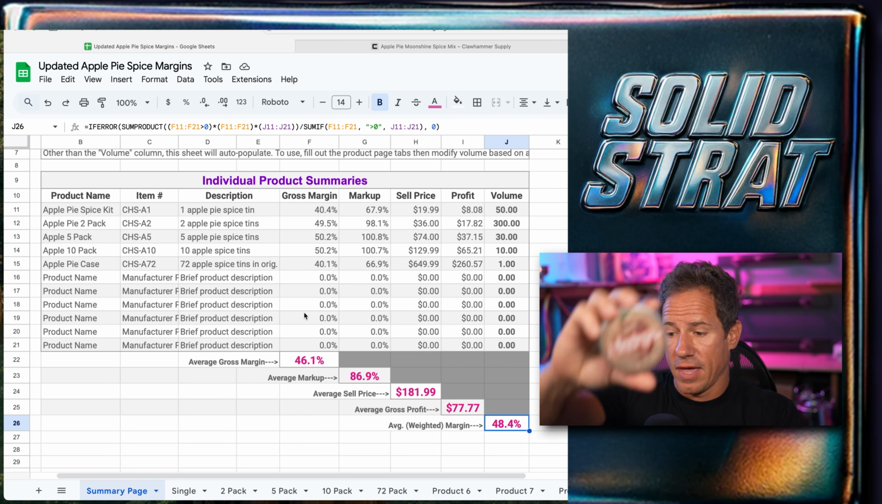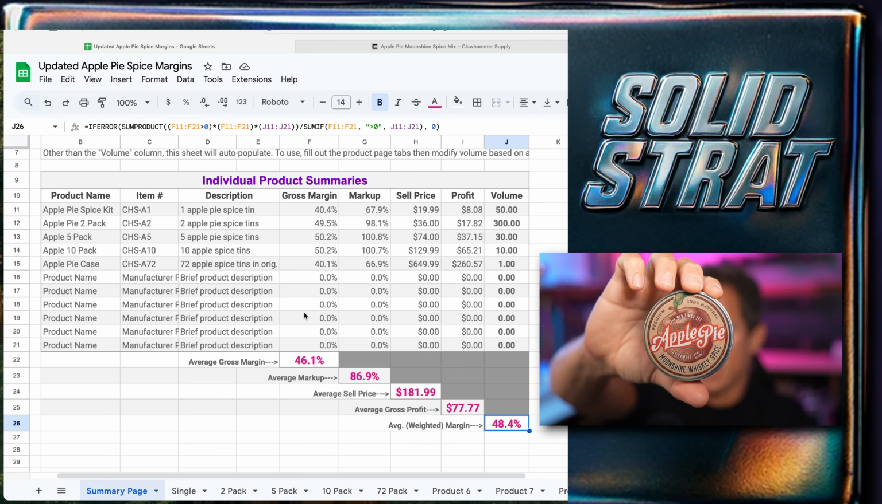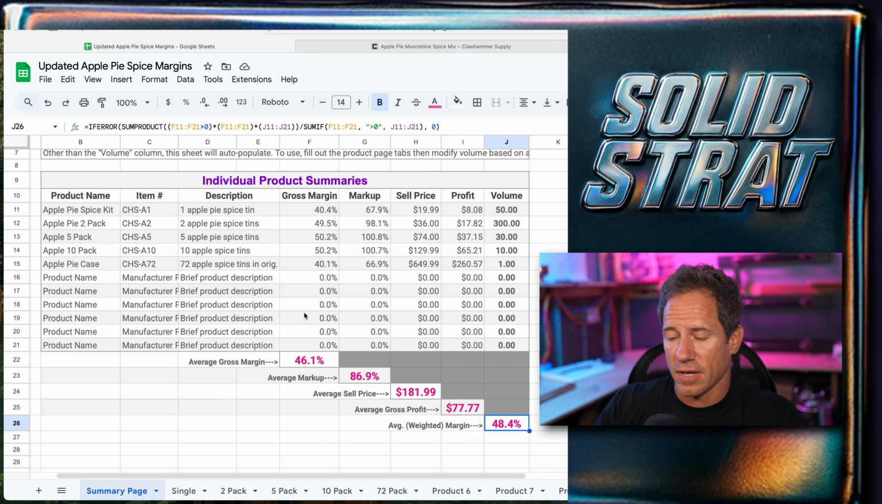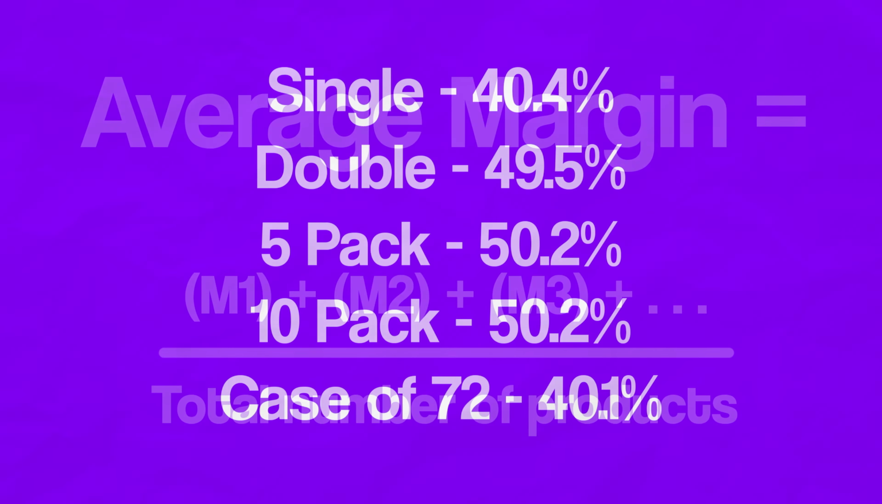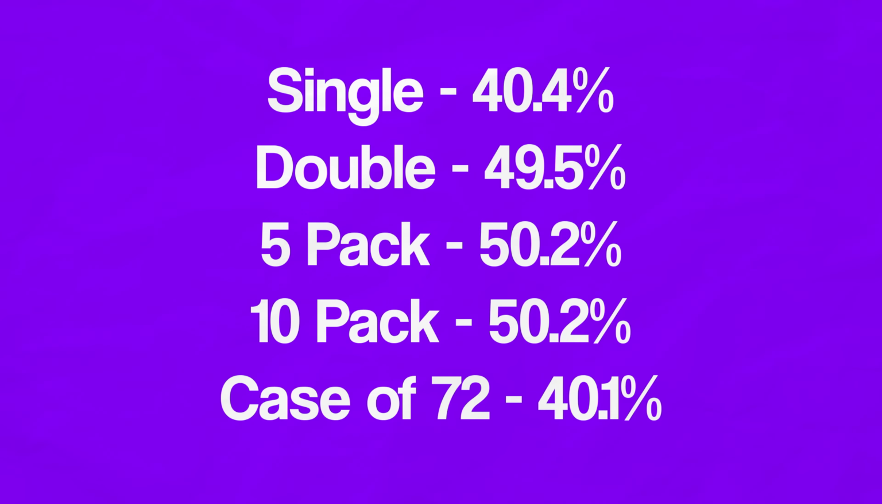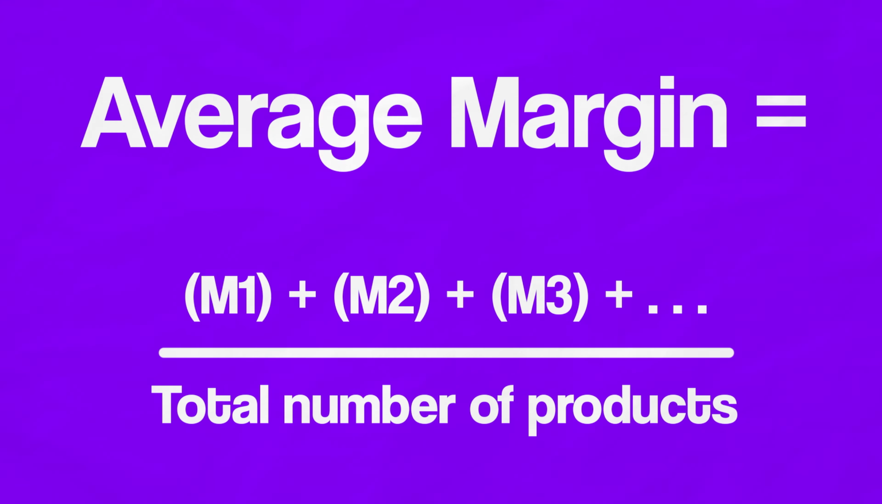I have a real product here. It's this apple pie moonshine spice mix, something I've been selling for a long time. I sell this as a single, a double, a 5-pack, a 10-pack, and a case of 72. And here are my actual margins for this product. So the single is just over 40%, the double is pushing 50%, the 5-pack and 10-pack are just over 50%, and then the case drops down to 40% because I'm kind of treating that as a wholesale product. So let's just go ahead and plug those numbers into this formula.